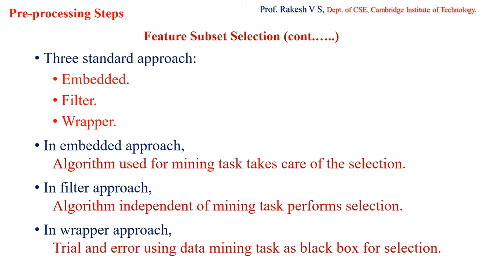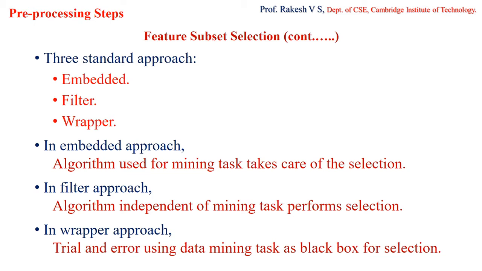In case of the embedded approach, during the data mining process, the algorithm itself identifies which attribute to choose and which not to choose. Suppose we are using the embedded approach. In such cases, the algorithm itself will take care of forming the subset and then identifying the suitable subset. That is regarding the embedded approach.